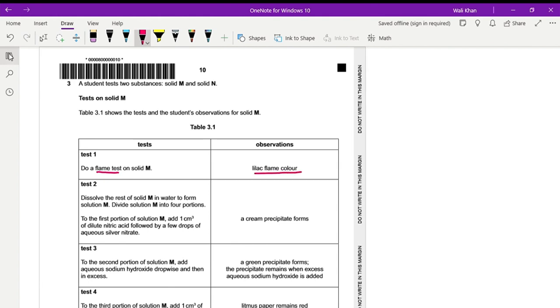Test 2. Dissolve the rest of the solid M in water to form solution M. Divide solution M into 4 portions. To the first portion of solution M, add 1 cm³ of nitric acid followed by a few drops of aqueous silver nitrate. A cream precipitate forms.